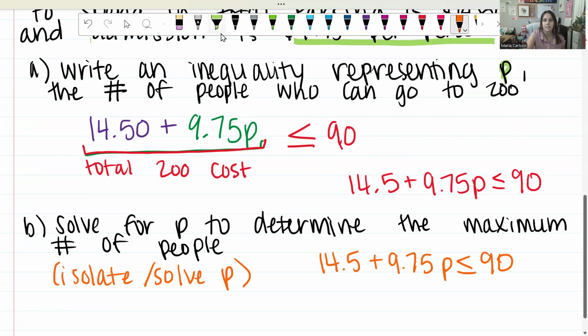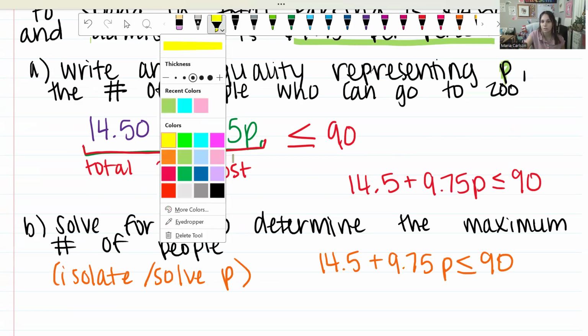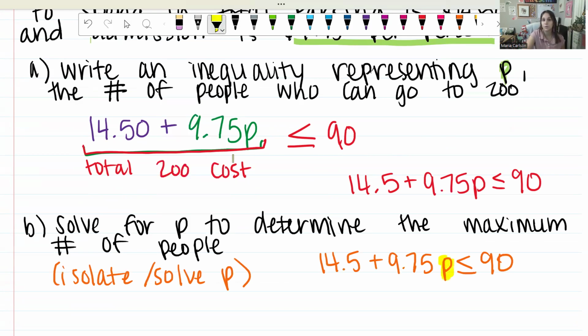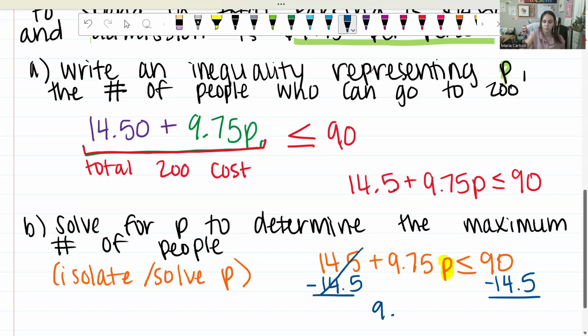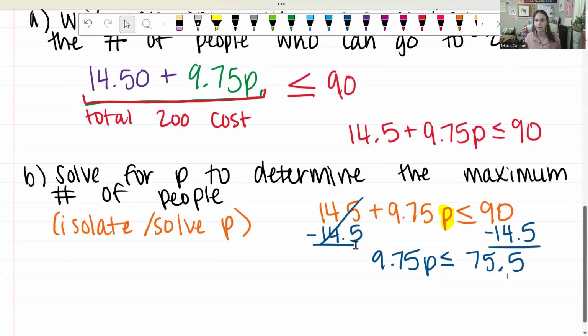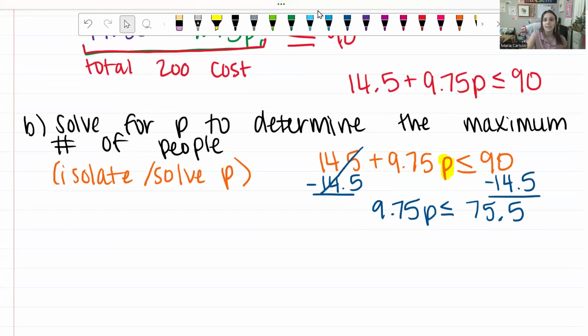So if I'm trying to get this P all by itself, first thing I need to do is get rid of this 14.5 extra. I want to figure out how much money they have to spend on just the admission alone. So we're going to take away the price of the parking from both sides. So minus 14.5 from both sides. So those 14.5s will cancel and we'll be left with 9.75 P is less than or equal to 75.5. And if you're not sure about that, put in your calculator, 90 minus 14.5, no shame.